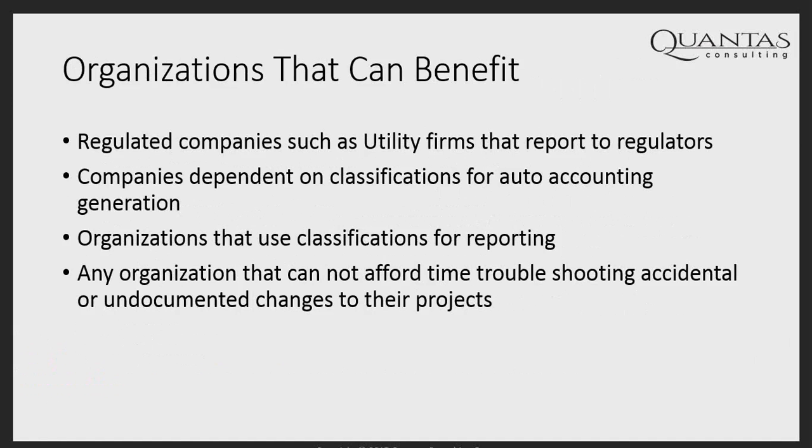So anybody who spends a lot of time just trying to figure out what changes were done on their projects. Some of those things are unknown because the classification can change and change back. In between that change, some process ran, like auto accounting or a report, and people don't know why the projects are falling into different categories.